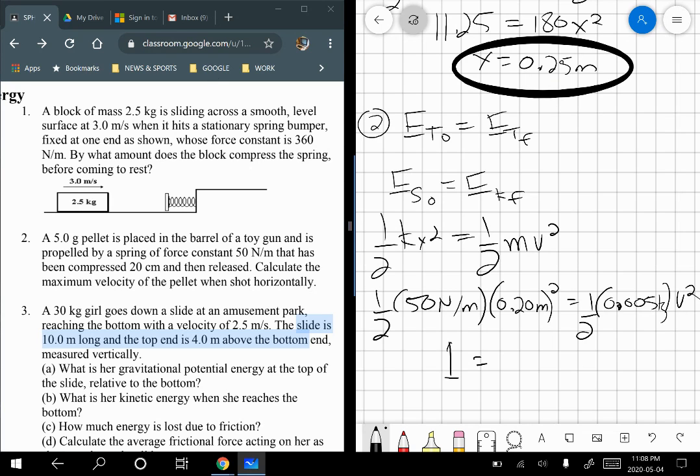Equals, over here, I got 0.5 times 0.005. And that's equal to 2.5 times 10 to the power negative 3, or 0.0025 if you prefer that, times v squared. So I got to go 1 divided by that. 2.5 exp negative 3 gives me 400. Then I'm going to square root that, and it should give me 20. Should get a speed of 20 meters per second.